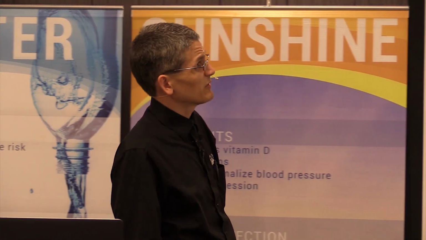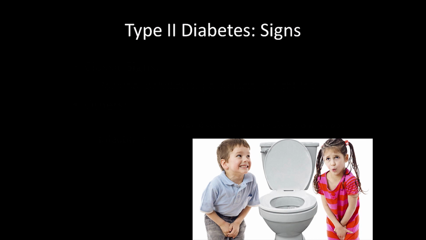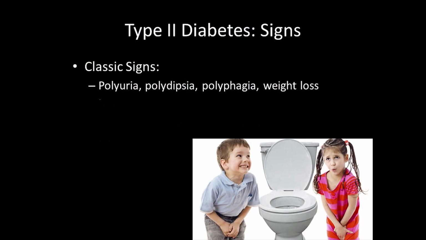Now, what happens when you have it? What gives you an idea that you might have diabetes? Well, the classic signs are polyuria, polydipsia, polyphagia, and weight loss. Isn't that great? Let's go on.